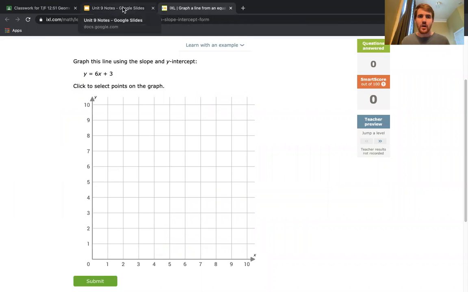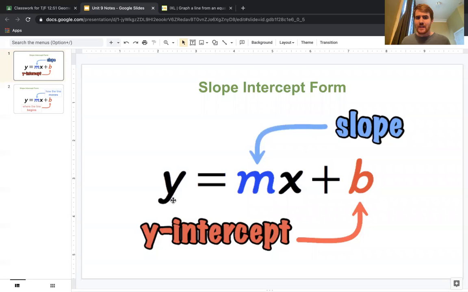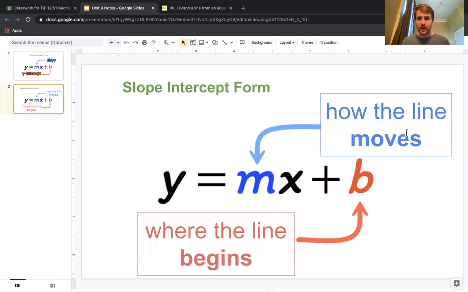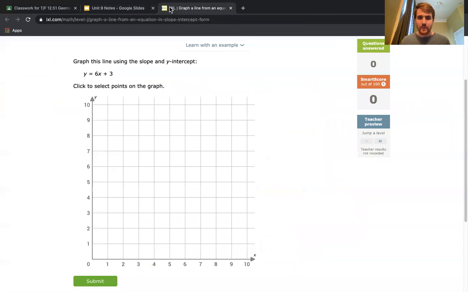The important thing to remember, though, is that when we're graphing these lines, they're almost always going to be in the form y equals mx plus b. If you have an equation like this, that is the equation of a line. So it's y equals something times x plus b. The m, that's the number with the x, is the slope. And Ms. Langley always told me you can remember what the slope means because that's how the line moves, right? The m is how the line moves. The b is what we call the y-intercept. And that's where the line begins. So we're going to use these principles to go through graphing some lines on the homework.